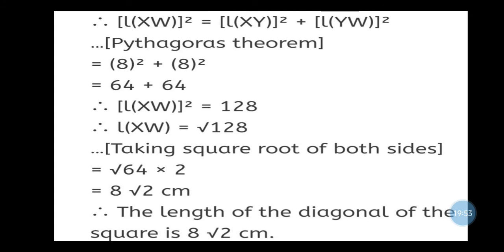Now you will be factorizing root 128. We will be getting 8 root 2 centimeter. Therefore, the length of the diagonal of the square is 8 root 2 centimeter.